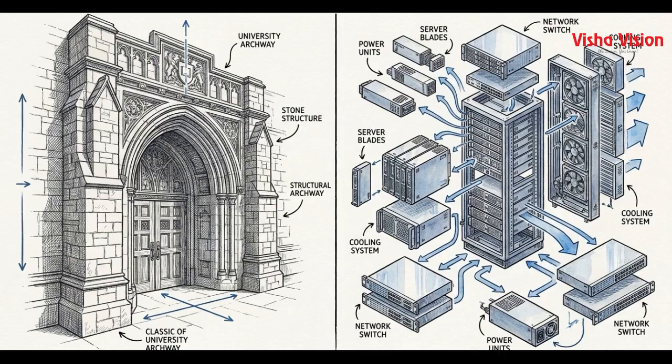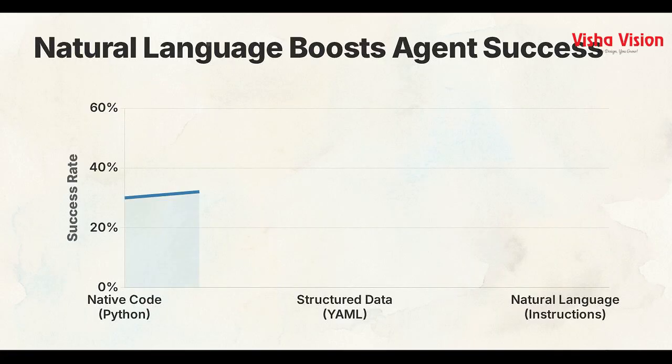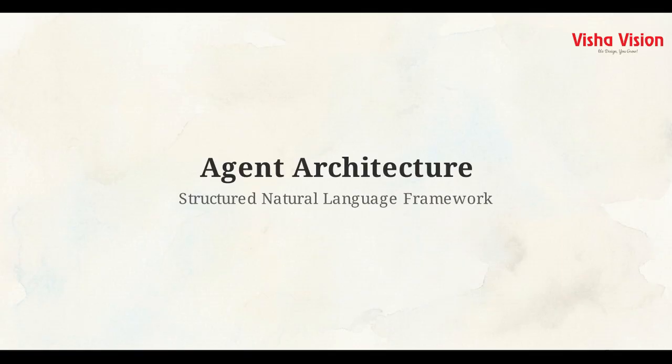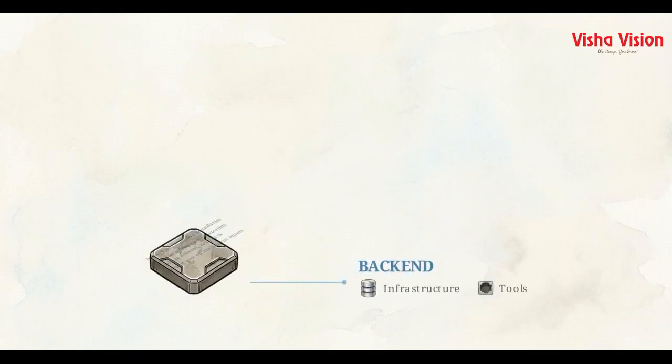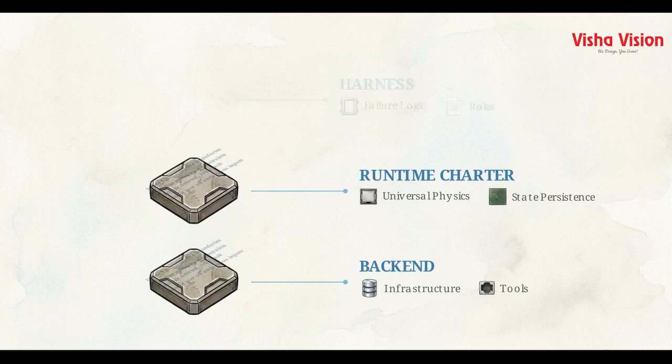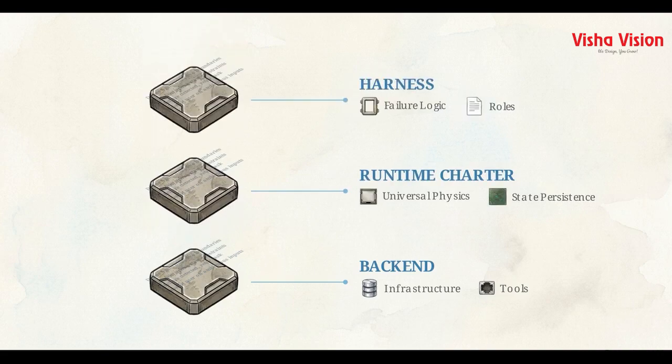Researchers at Tsinghua University and Stanford investigated how the representation of this control logic affects an agent's success. The paper proposes building agents using 3 layers of structured natural language. At the bottom is the backend. The middle layer is the runtime charter. The top layer is the natural language harness, containing specific logic for handling failures.